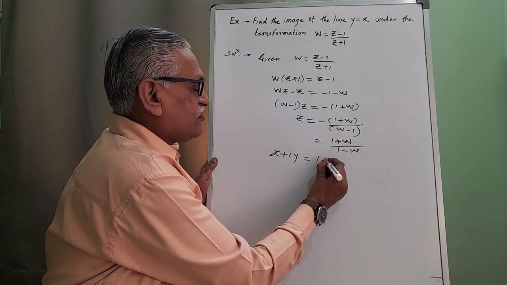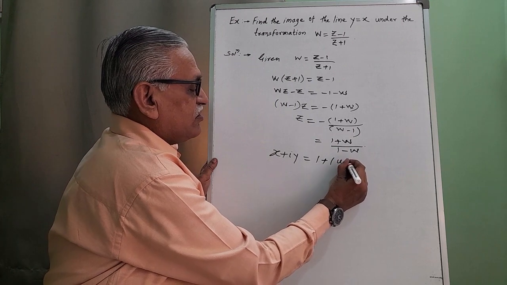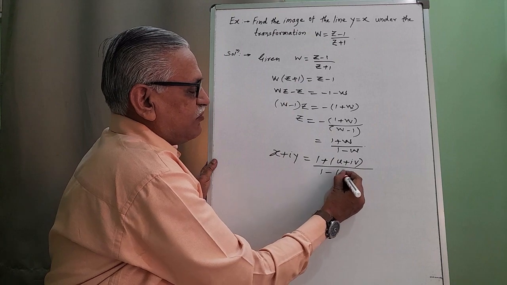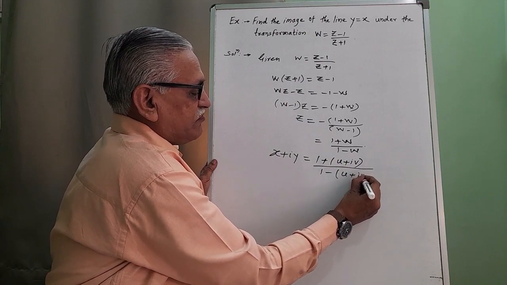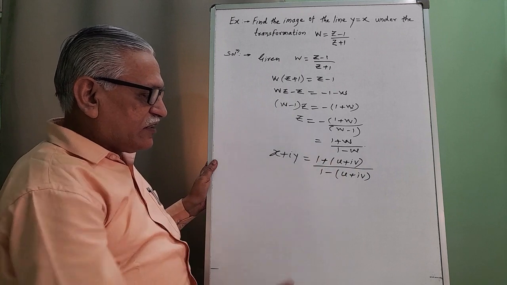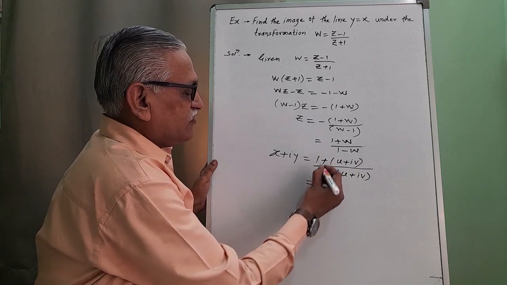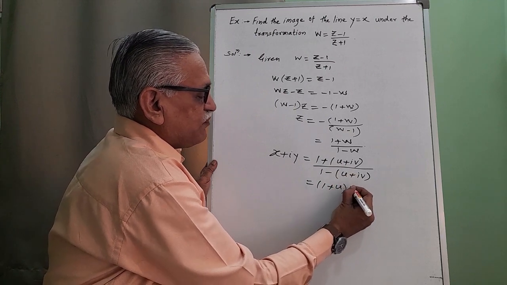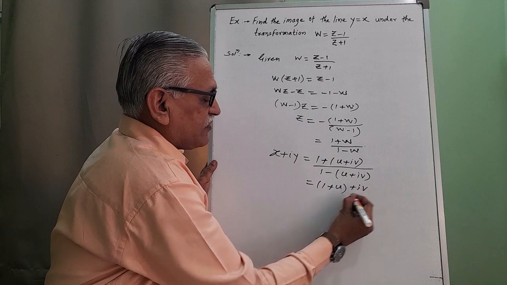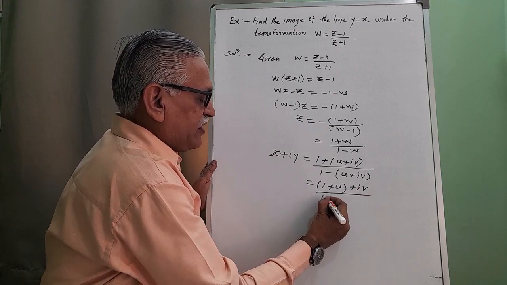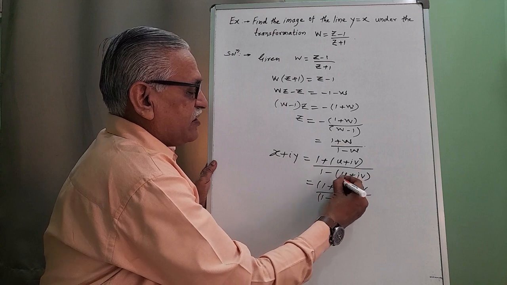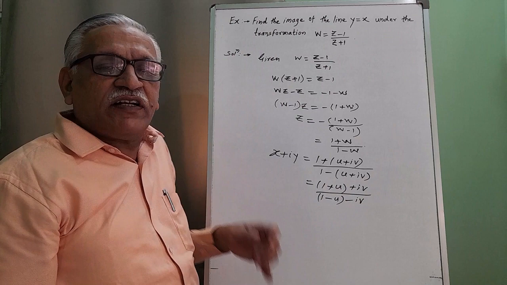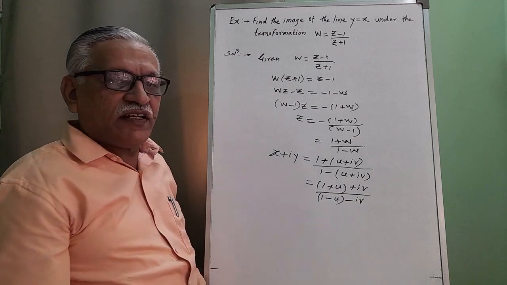We get 1 plus u plus iv divided by 1 minus u plus iv, again w as u plus iv. Collecting the real terms in one bracket, we get the real term as 1 plus u and plus iv, divided by 1 minus u and minus iv. A complex number on the left hand side and two complex numbers on the right hand side.